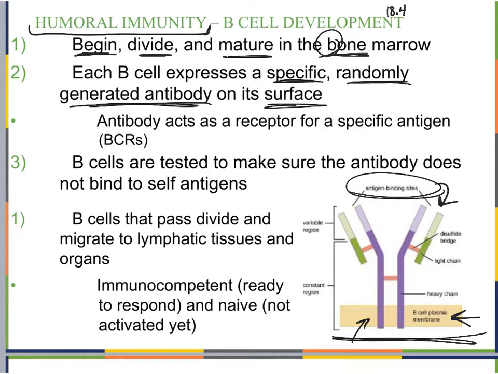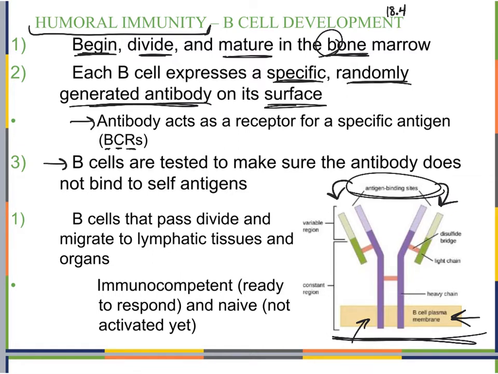These antigen binding sites, remember, are variable. They can change, and the way that each B cell has these antibodies embedded within them is different. Randomly generated again. So the antibody acts as a receptor for a specific antigen. B cell receptors are the BCRs. So similar to the T cells, except just a little bit different because it's actually an antibody that's embedded in the plasma membrane.